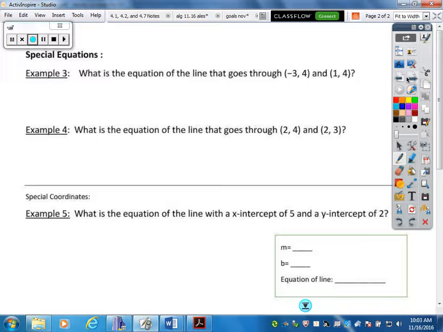Special equations. So remember, horizontal line, 0 slope, y equals; vertical line, undefined slope, x equals. So example 3 says, what's the equation of the line that goes through negative 3, 4, and 1, 4? So that we can find by using the slope formula.